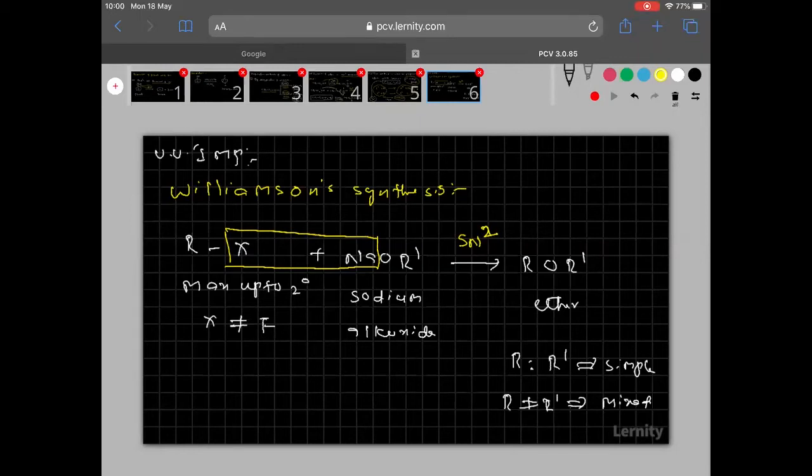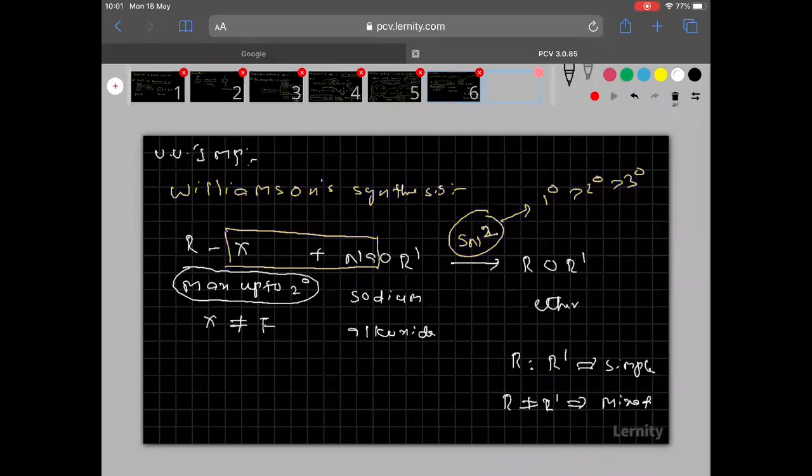Clear? So now tell me, in SN2, what is the order of reactivity? Primary greater than secondary greater than tertiary. That is the reason why I mentioned maximum up to 2 degree, because on 3 degree SN2 never happens. On 3 degree SN2 never happens. Hope you are able to understand this one.